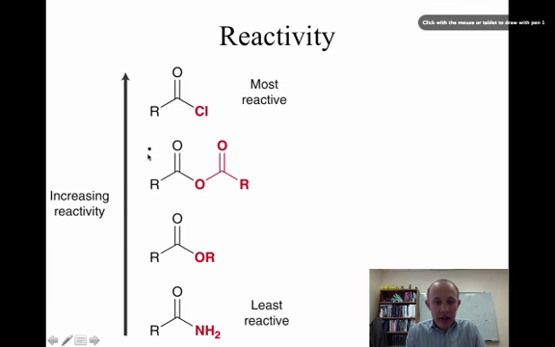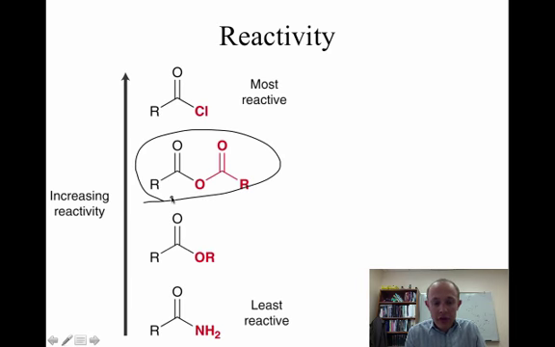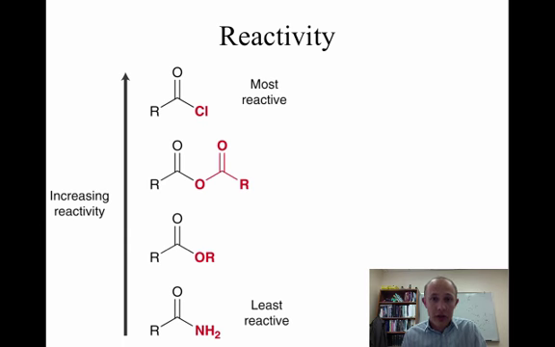Next thing we're going to talk about is anhydrides. This is going to be pretty short because anhydrides react exactly the same way as acid chlorides. They're actually a little bit more stable, so most of the time people prefer to use anhydrides as opposed to acid chlorides.